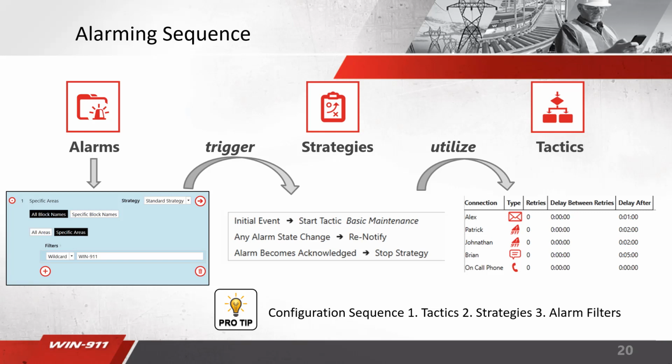Previously in version 7 you used groups, but now we're using the tactics and strategies. A quick tip here on the configuration, people are used to bringing your alarms in first, but with this configuration of WIN-911, the recommendation for the sequence is you configure your tactics, your call out of who you'd like to notify. Then you go back, you configure the strategy, and then you configure your alarms. And I'll show you a little bit more why in the next couple slides.